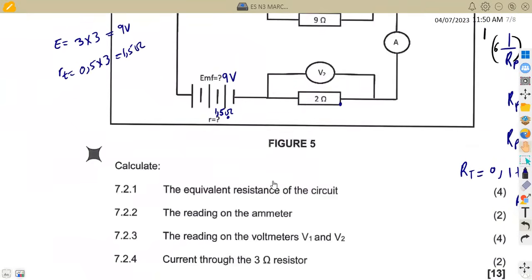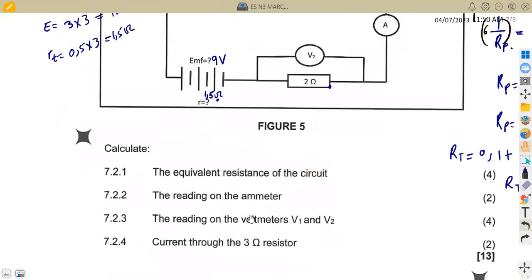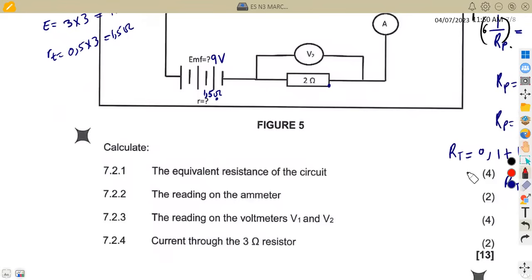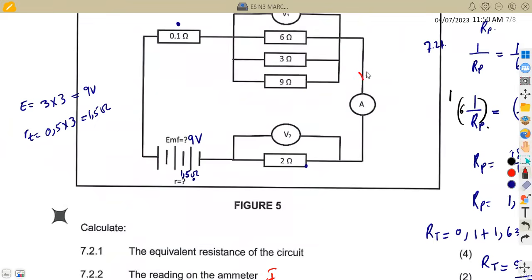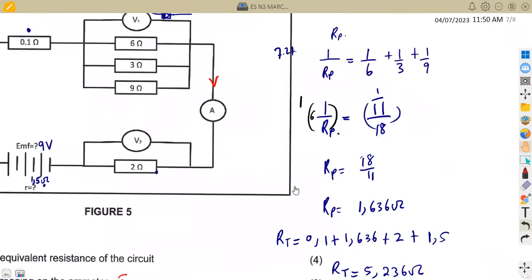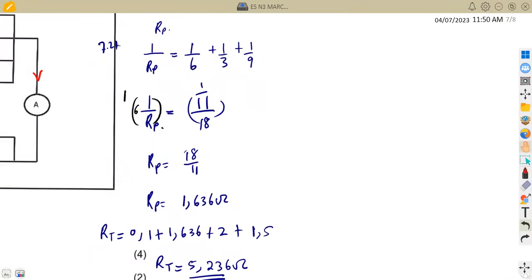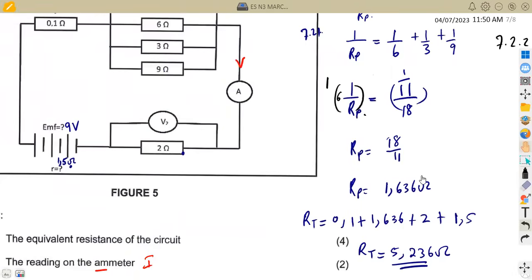Then 7.22, the reading on the ammeter. The ammeter is for current. So what they are simply asking you is to calculate the total current, because this is where we have our ammeter here, and it is measuring the total current in the circuit. So the reading on the ammeter is simply the total current, because the ammeter reads current, okay? So that was the question. So the reading of the ammeter is total current, which is total voltage over total resistance in this case. So the total voltage is the total EMF of 9 volts.